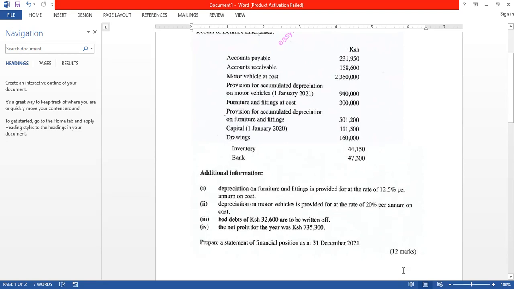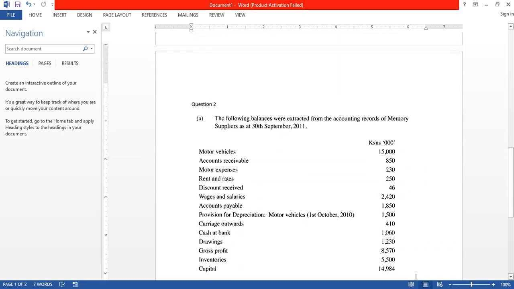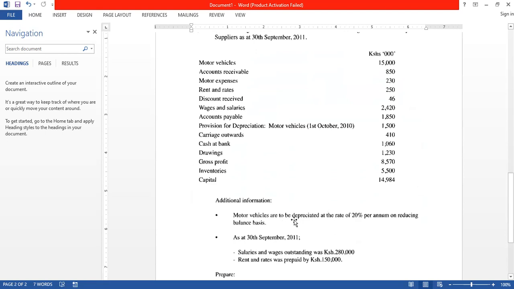But in this question that we are now doing, we are told that motor vehicles are to be depreciated at the rate of 20% per annum on reducing balance. So if it is on reducing balance, you don't multiply by cost. You first of all take the cost, you deduct this provision for depreciation so that you get the net book value. After getting that net book value, now you multiply the net book value by 20% to get the depreciation.